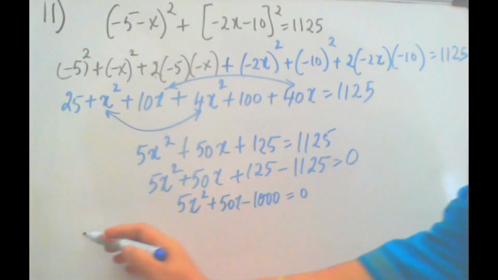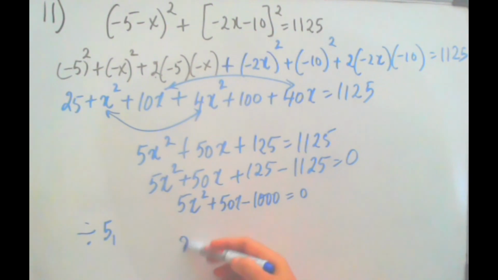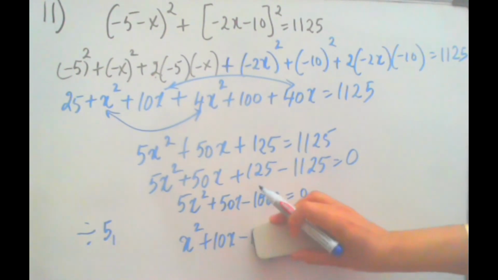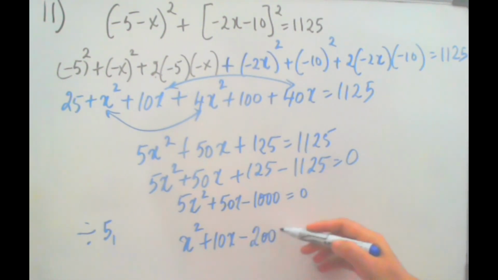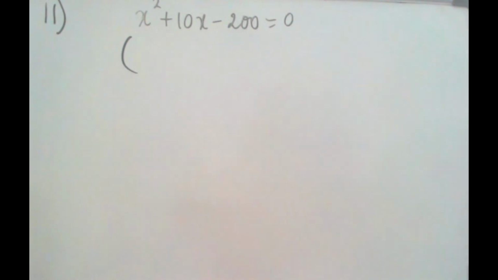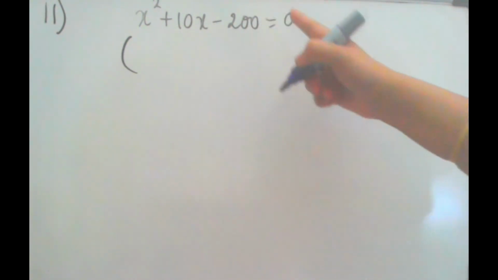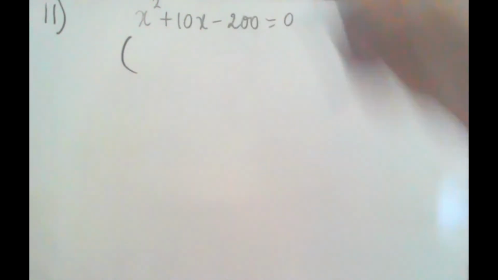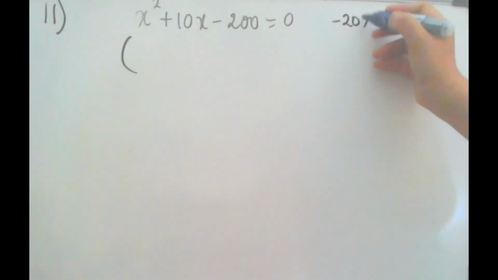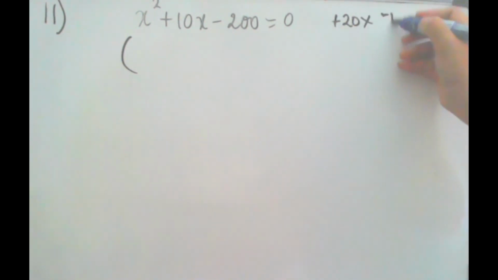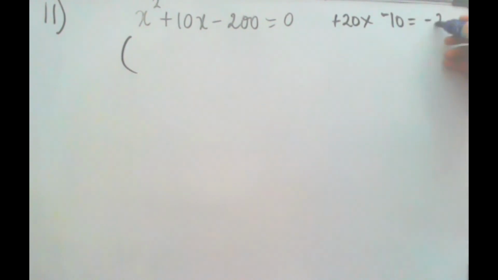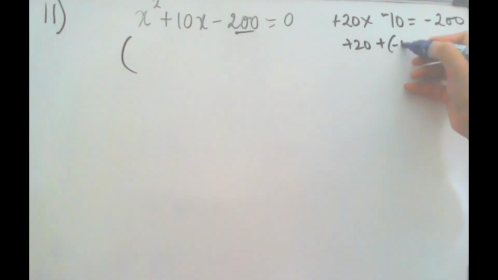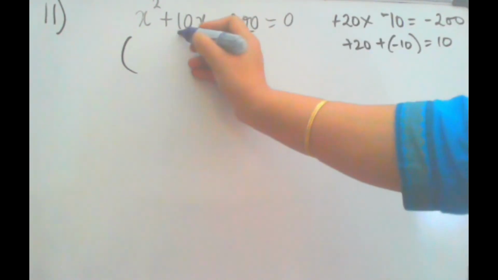We can simplify this by dividing the entire equation by 5. We get x² + 10x - 200 equals 0. Okay, this is a nice equation because we can easily come up with two numbers which multiply to be -200 and add to be 10. What are those numbers? Plus 20 and -10. These two numbers multiplied give us -200, and the same two numbers, +20 added to -10, give us +10.